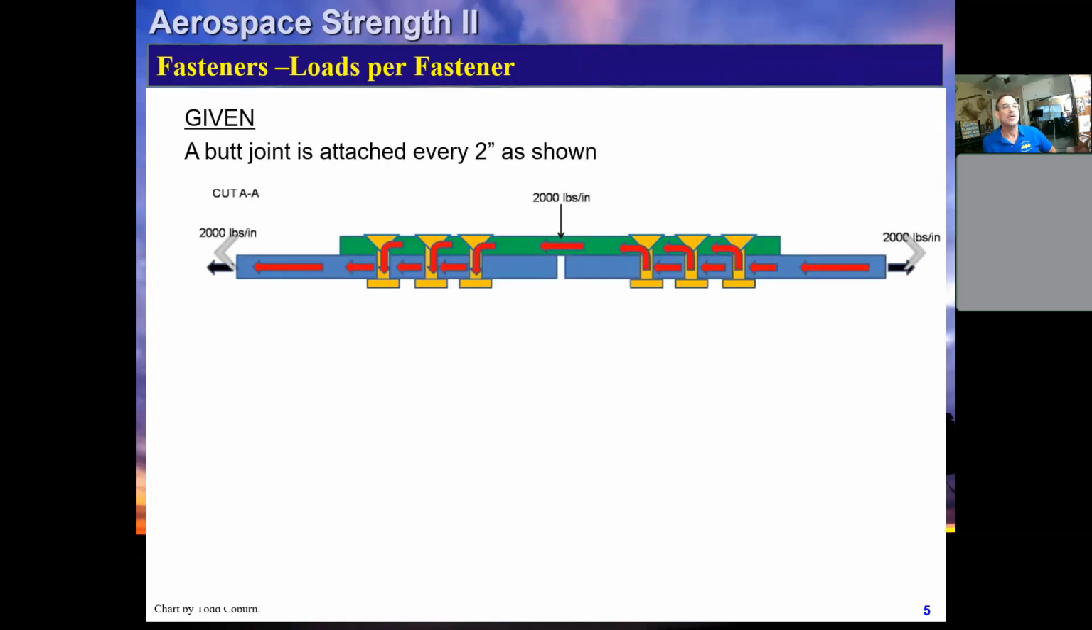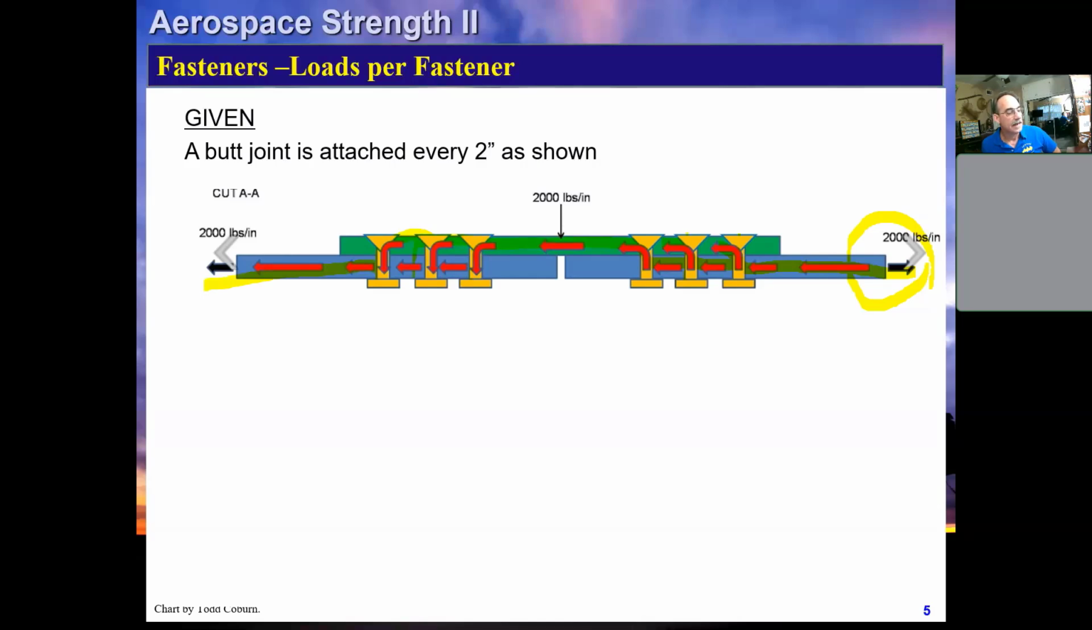We can see how the load transfers. If we have 2,000 pounds per inch, it's going to run down the first plate. It's going to start transferring up here. Some of it will continue and transfer here, such that that 2,000 pounds per inch is going to transfer 1/3 of it through the first fastener, 1/3 through the second fastener, 1/3 through the third fastener. Then we have all of the load, which comes out 1/3, 1/3, 1/3, and it's all back into the plate. That's how the load goes through.